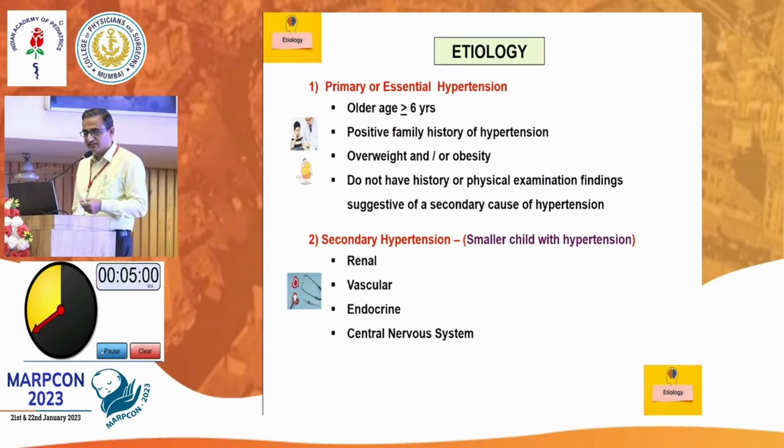And what is the characteristic feature of secondary hypertension? Smaller child with hypertension. That means if you come across a small child with hypertension, definitely there is some cause, some system is involved. And the common four systems which are involved are renal, vascular, endocrine, and central nervous system. And out of these four systems, the most commonly involved system is the renal one.